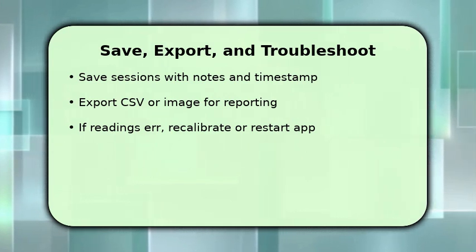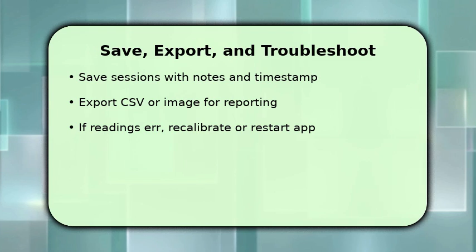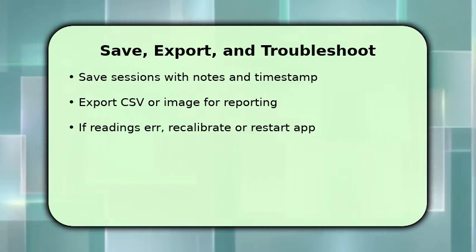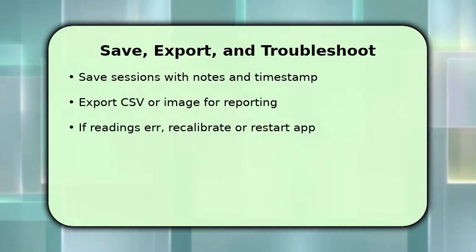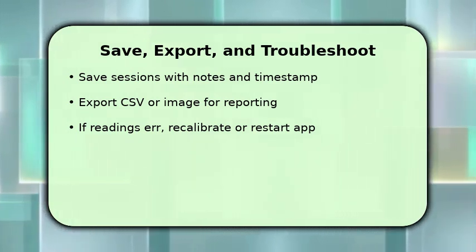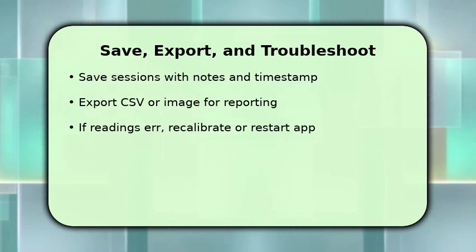If readings look wrong, first check permissions and mic selection, then recalibrate using a known source or restart the app to clear transient errors. If problems persist, try a different microphone or reboot the phone. This resolves most issues quickly.